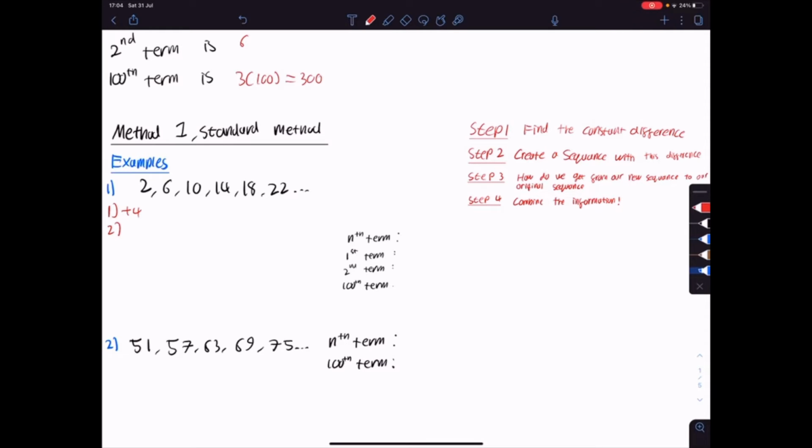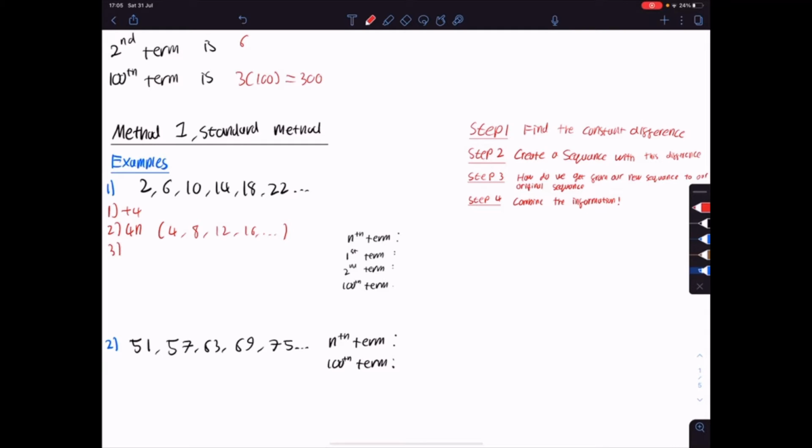Okay, so step 2, we need to create a sequence using that difference. So what I mean by that, our constant difference is plus 4, so we just write 4n, which is represented by 4 times 1 for our first term, which is 4, 4 times 2 for our second term, which is 8, 4 times 3 for our third term, which is 12, and it's just the 4 times table. So that is simple enough.